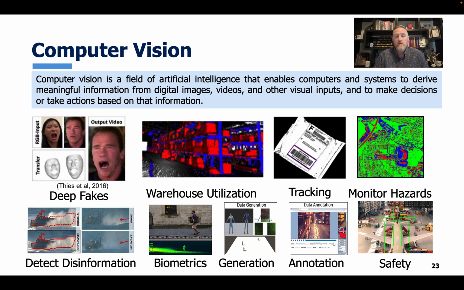Biometrics is another one. Can we improve on tracking individuals based on their gait or patterns in their walk or other types of biometrics, or how do we actually improve that task? Data generation, can we create synthetic environments? I talked a little bit earlier about how we're doing that for exposure therapy and PTSD treatment. Data annotation, can I get better at labeling the data to improve my machine learning algorithms?